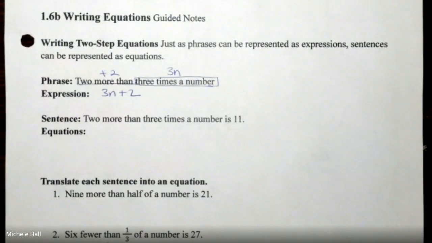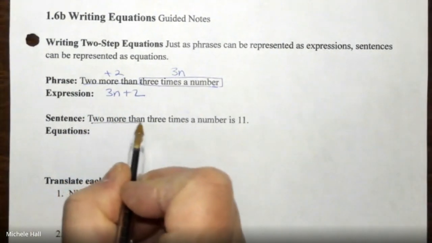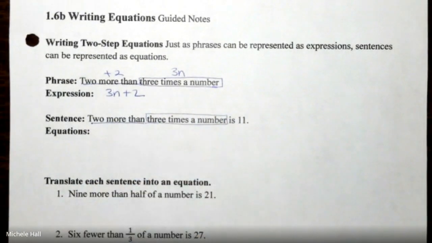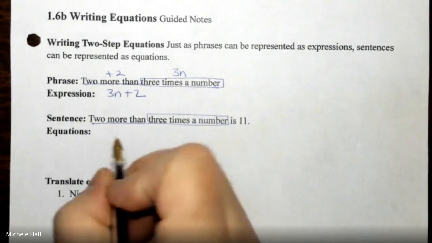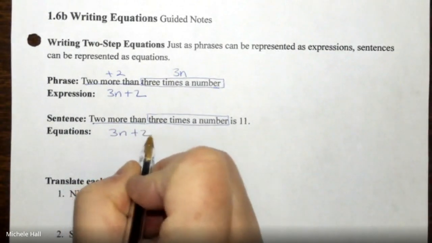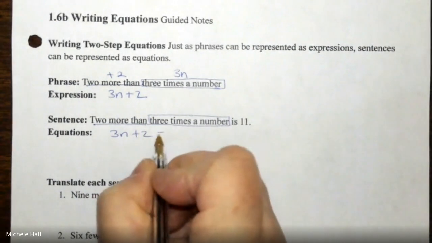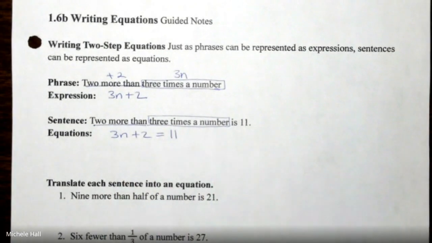And now for what we're actually working on today is writing a sentence that says 2 more than 3 times a number is 11. So it's the same thing as the expression that we wrote, but this time it says is 11. What do you think is 11? So we know it's going to be 3n plus 2, 2 more than 3 times a number. What does it mean to be is 11? Harley? Exactly. That means it equals 11. So today we are going to write two-step equations, and then we're going to practice solving them. Right now, we're just going to practice writing them.